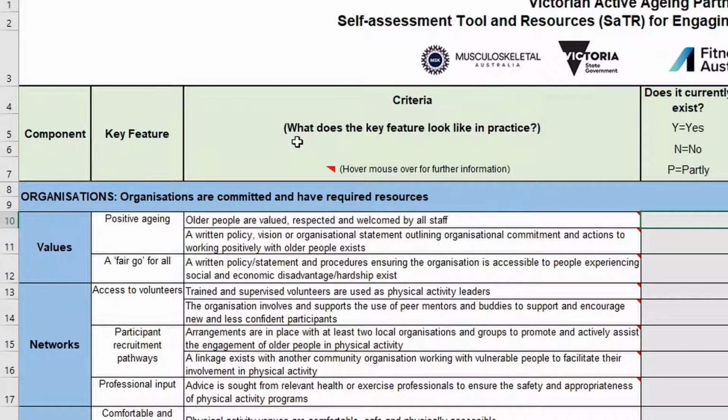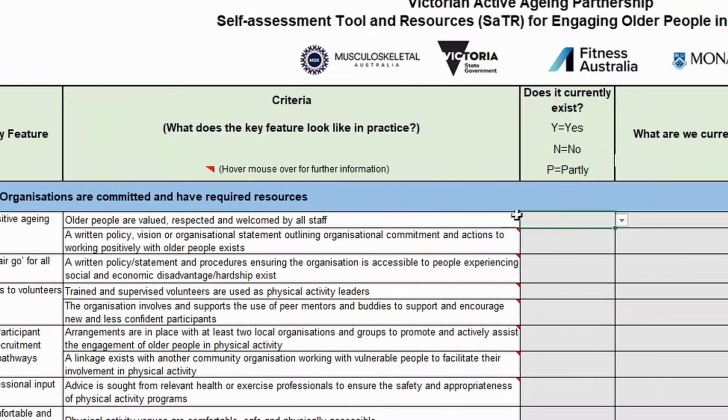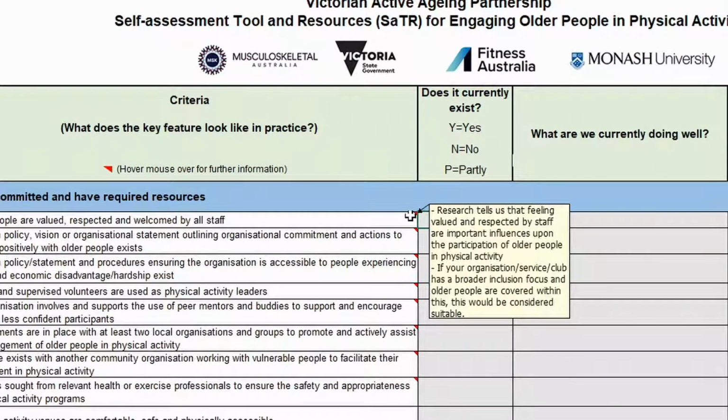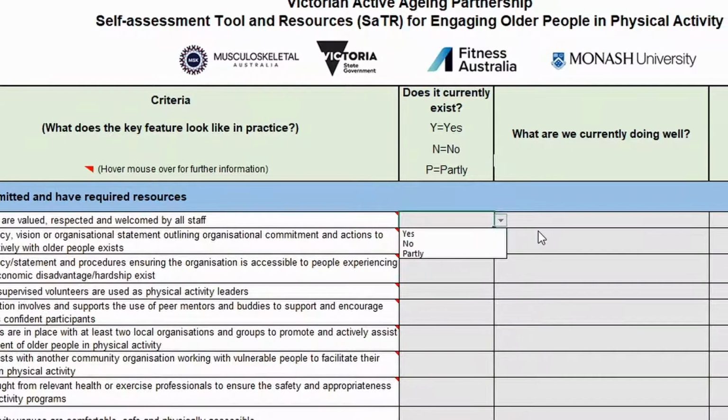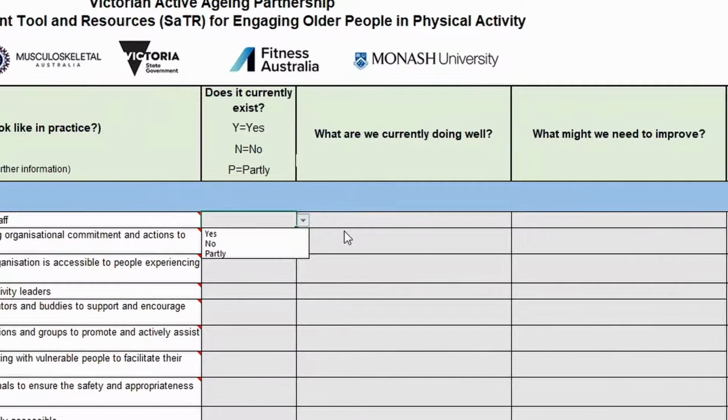You will notice beside the majority of the criteria, there is a red hover button. By hovering over each of these buttons, you will be given further background information or explanation in relation to each criterion. To the right of the criterion, you are asked to choose from a drop-down selection as to whether this criterion currently exists at your service. Then moving to the right, you are asked to note down what your organisation is currently doing well in relation to the key feature. This is important, as it is always good to stop and think about aspects that are working well or about improvements that have already been made.